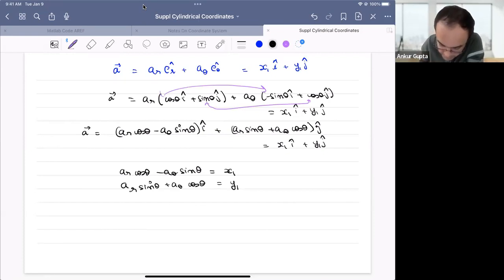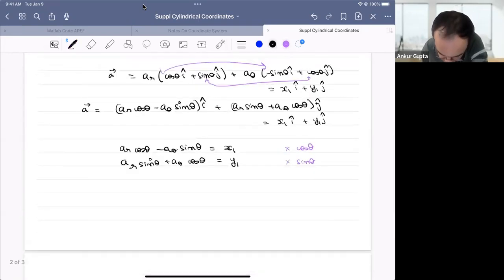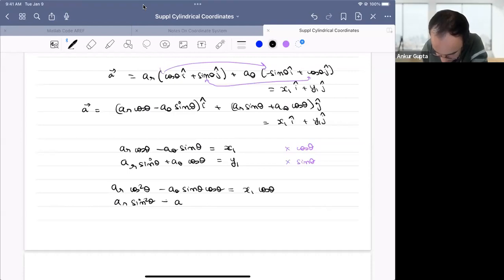So I can see clearly if I multiply this by cos theta, and multiply this by sine theta, right? Then I will get A_r cos square theta minus A_theta sine theta cos theta, and then I can add them. So what I'm saying here is I can say A_r cos square theta minus A_theta sine theta cos theta is equal to x1 cos theta, and A_r sine square theta plus A_theta sine theta cos theta is equal to y1 sine theta.